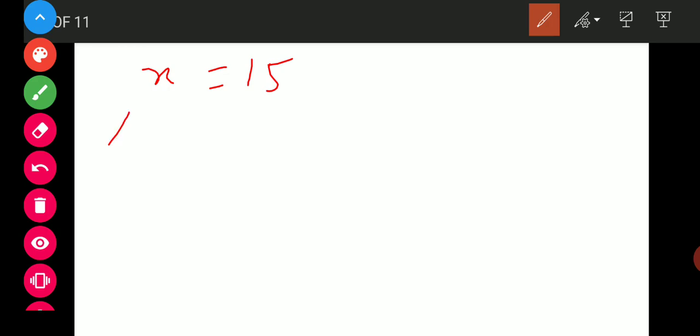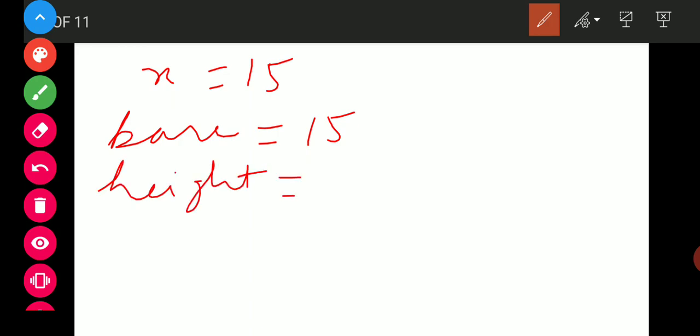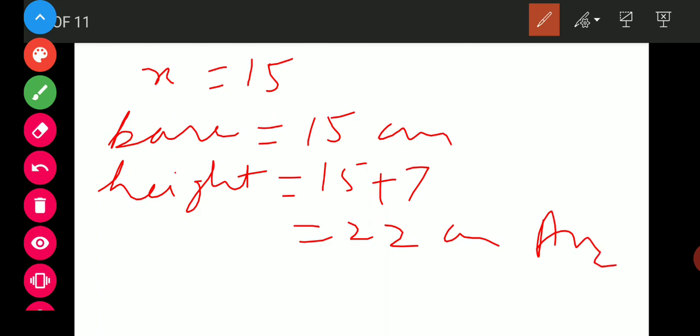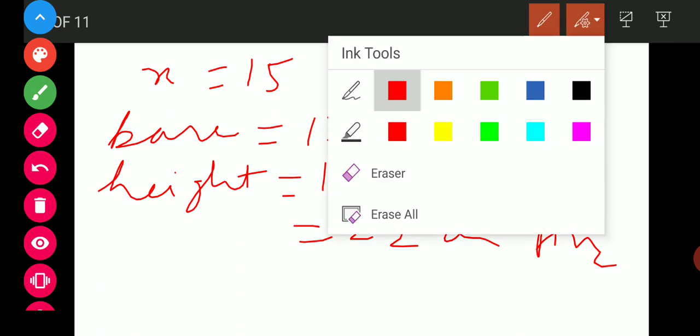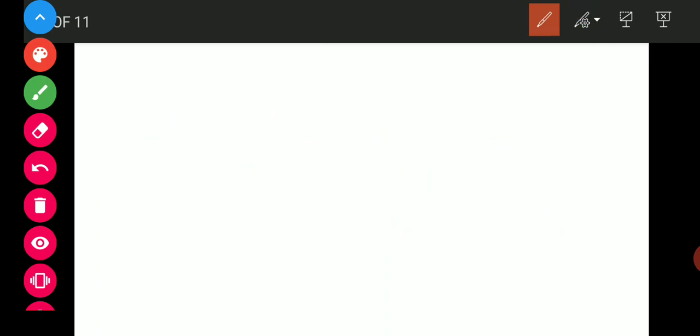We have to tell the length and base. Base is equal to 15 and height is equal to 15 plus 7, that is 22. That is your answer, so many centimeters. You can do very well. Now come to the next one.